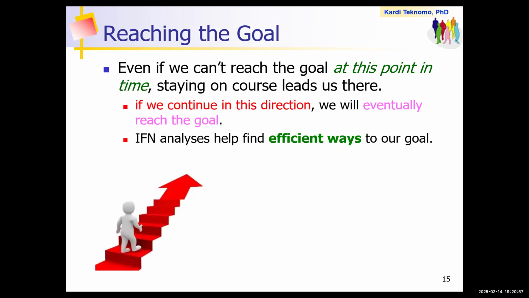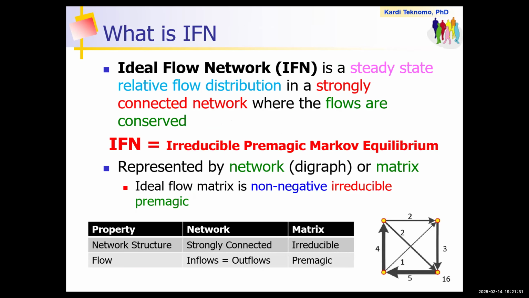Is that clear? Even if we cannot reach that goal yet, a while ago you were asking, what if my network is not pragmatic? That's okay. If you cannot reach that goal at this point, but you continue in this direction, you will eventually get there. So this is a tool to analyze the efficient way toward our goal, because if you know how to be effective, then you can be efficient.